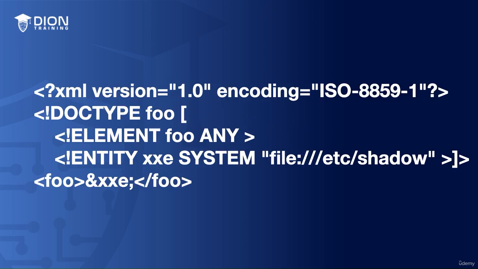Again, notice we have the XML version and the encoding in the first line. Next, we have a document type listed as foo, which is just code or speak for some kind of a junk variable. Then we have an element foo any, and we have the entity XXE system, and then the file //etc/shadow. And then we end this out with some kind of data inside of XML format. In this case, we're calling that foo as well.